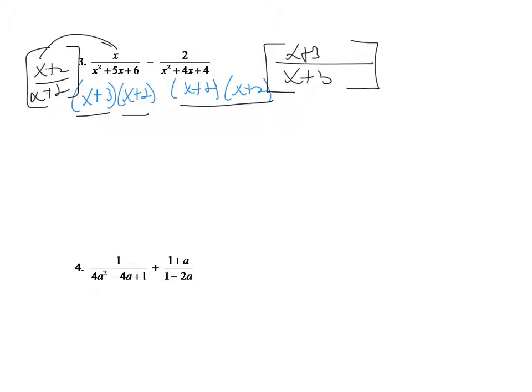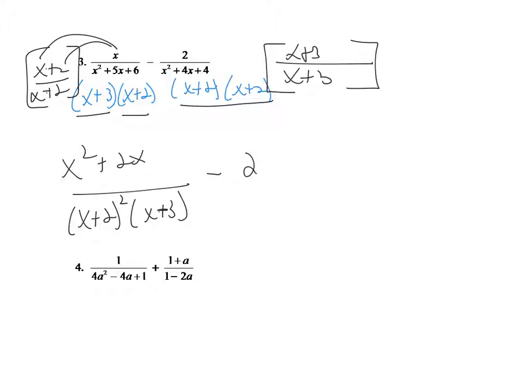So you're distributing that x through on the top, so you get x squared plus 2x over, and you can leave it factored, but you can just write that denominator as x plus 2 squared times x plus 3. You don't have to expand it out. Just leave it like that. And then minus 2 times x plus 3 over, again, the same thing, x plus 2 squared times x plus 3.